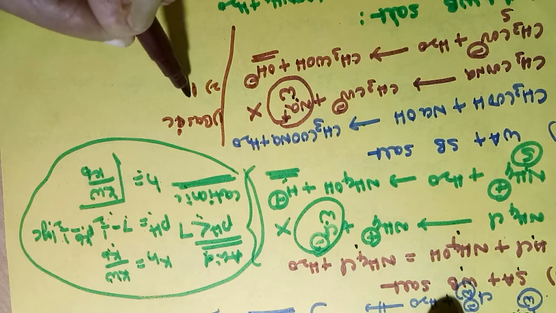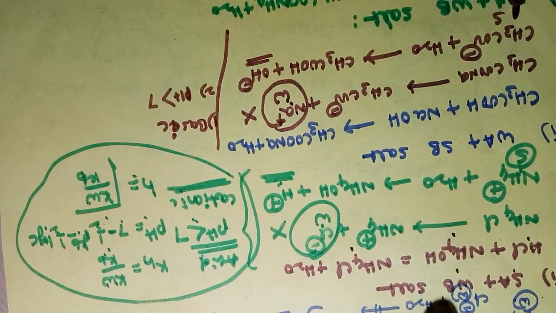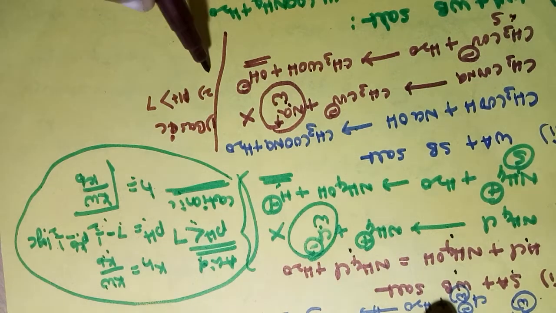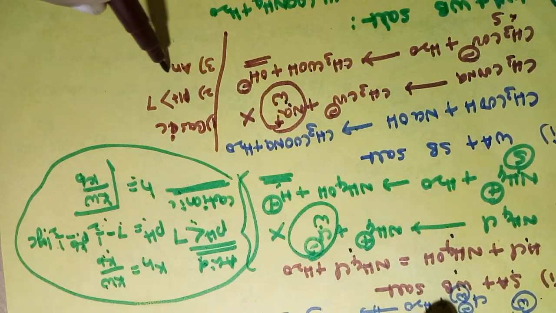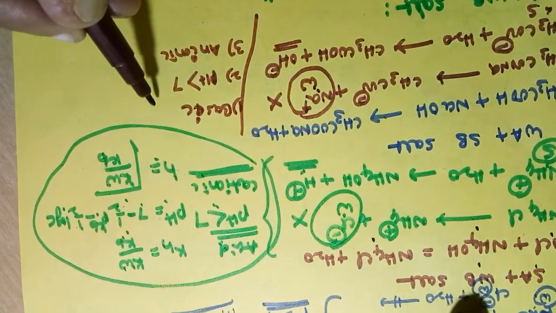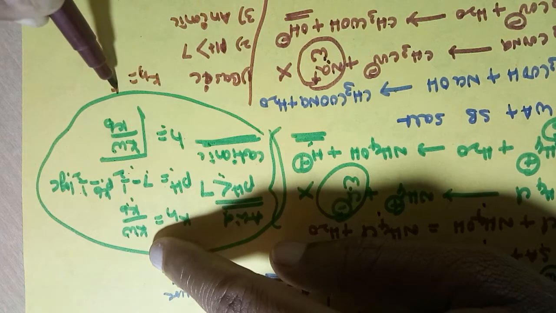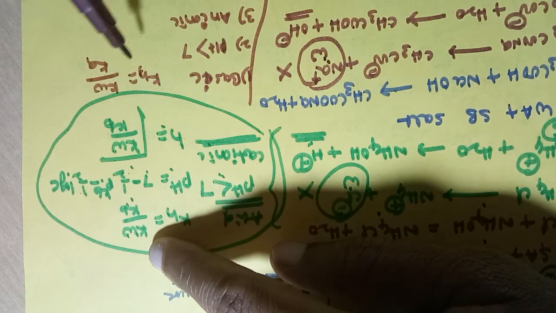Next, the pH value must be greater than 7. Which ion is involved in hydrolysis? Anion is involved in hydrolysis. So that's why this is anionic hydrolysis. KH value, how can we calculate? KH is equal to Kw by Ka value.